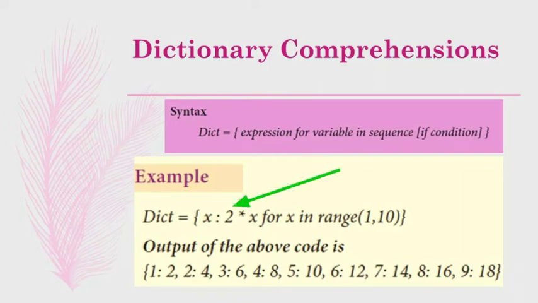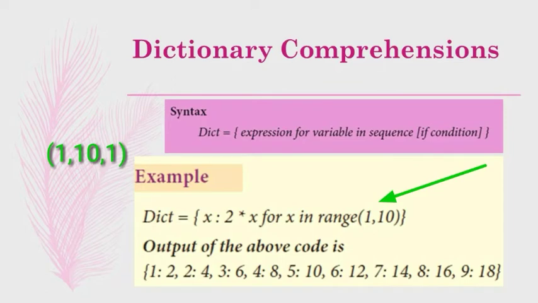See this example. Dict is equal to {x colon 2 into x}, which means x is a key, and next colon 2 into x is the value. Here a for loop is given, range 1 to 10. 1 is the start value, 10 is the stop value. So how will you find the end value? Stop value minus step value. Here the step value is 1, which is the default step value. So the start value is 1, the step value is 1, and the end value is 9. So you have to generate the list of values from 1 to 9.